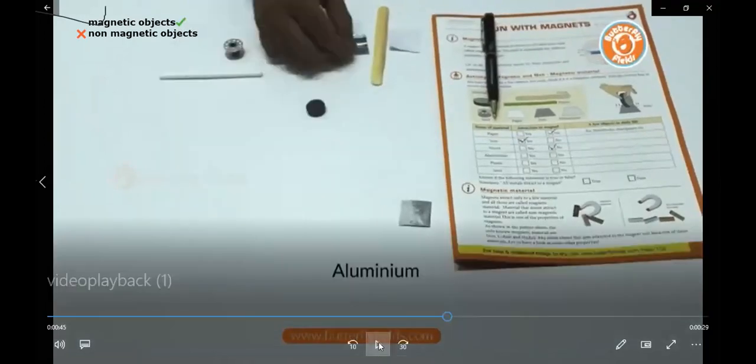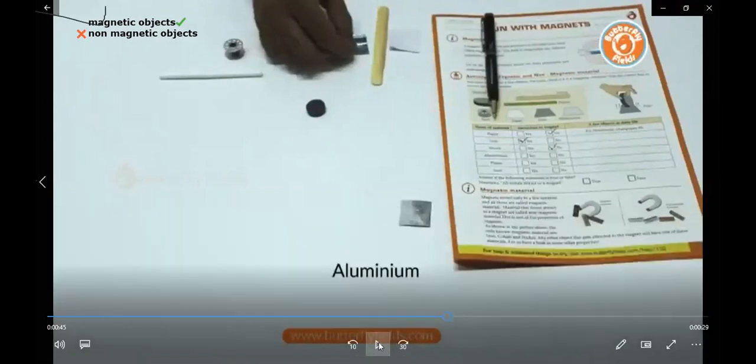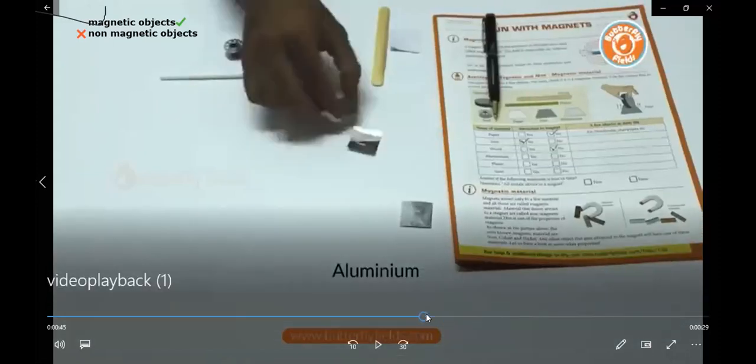Did the magnet attract the aluminum, Fatima? Yes, Fatima? The screen is not good. Now it's good. Can you repeat it, please?